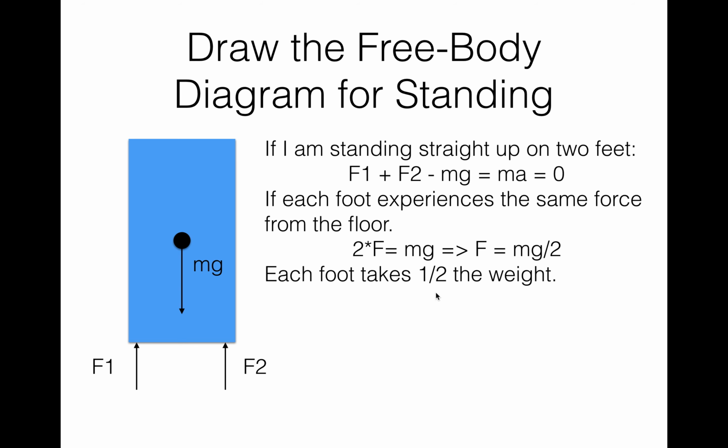Assuming I'm standing evenly on the floor, with both feet on the ground, I'm not leaning more on one or the other, then we can assume that the two forces acting on my feet are roughly the same. And so when we work it all out, each force, F1 and F2, I'm now just replacing with F. So F1 plus F2 equals 2 times F. And each of those is just half my weight.